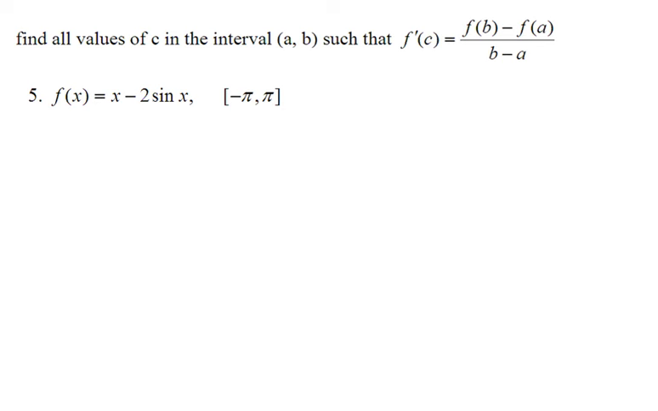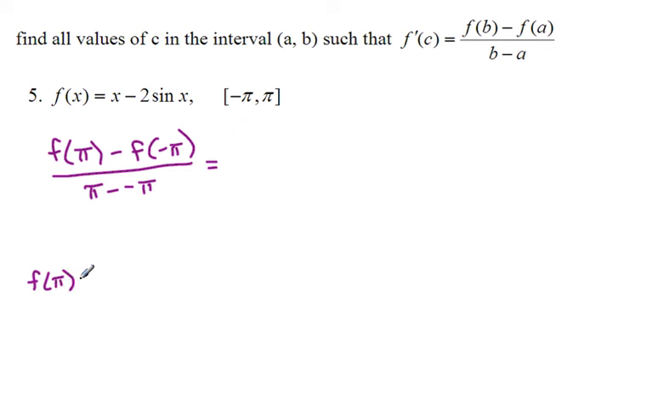All right, let's look at our third one. And our third one, same process. We're going to first start by figuring out our average, and our interval is from negative pi to pi. So we've got f of pi minus f of negative pi over pi minus negative pi. All right, so we need to figure out what these values are. When I do f of pi, I get pi minus 2 sine pi. And sine of pi is just 0, so that's pi.